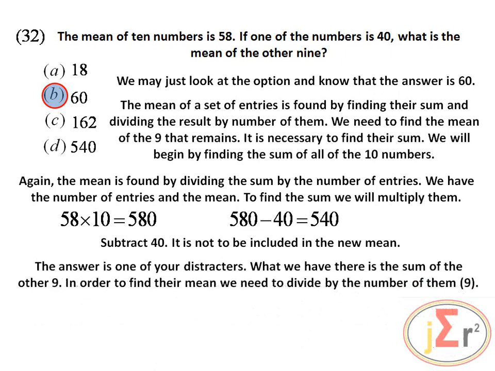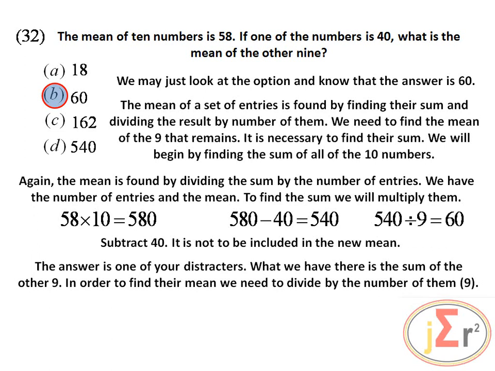The answer is one of your distractors. 540 is of course one of your distractors. We have it right there. What we have there is the sum of the other 9. In order to find their mean, we need to divide by the number of them. So let us do that.